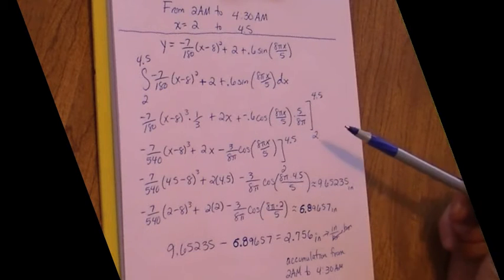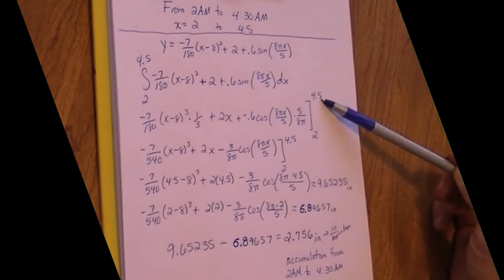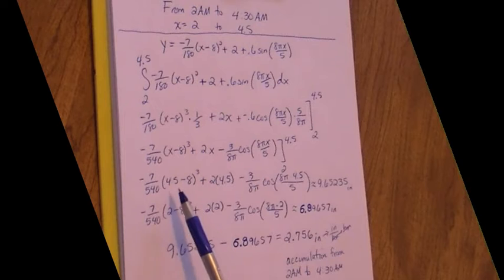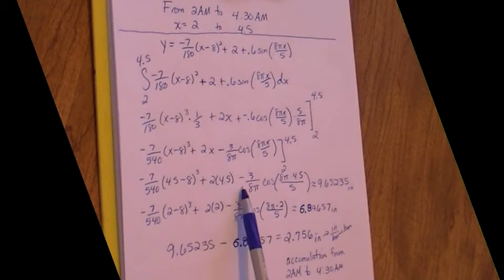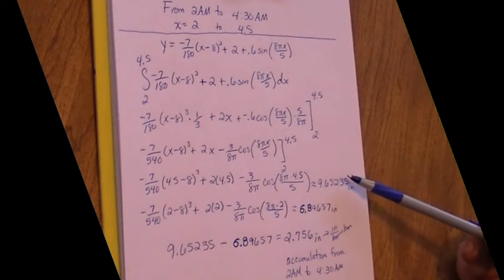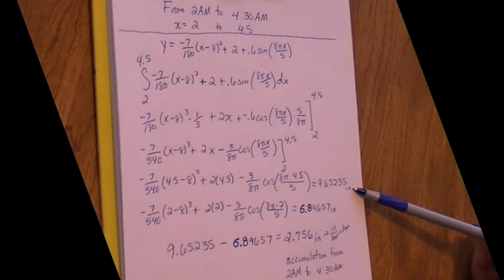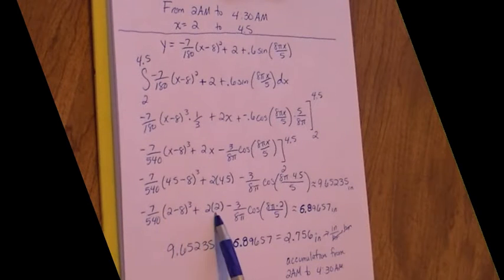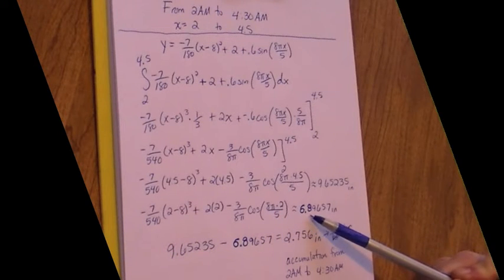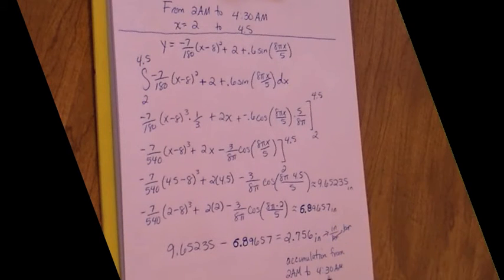Now that we found the antiderivative of the whole entire curve, we're going to plug in the upper limit and the lower limit. The upper limit is 4.5, so I replace x with the number 4.5, and then if we carefully type this in the calculator, you should get 9.65235, and the units are inches. Plug in the lower limit of 2, so all the x values become a 2, and carefully type that in the calculator. You get 6.89657 inches.